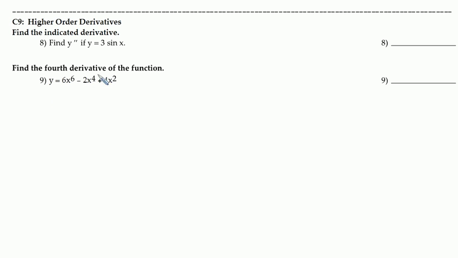Number 8 asks us to find the second derivative of y if y equals 3 sine x. So the first derivative would be, see, the derivative of sine is cosine, so that would be 3 cosine x. And the second derivative would be 3 times the derivative of cosine x, which is negative sine x. So my final answer is the second derivative of y is negative 3 sine x. Negative 3 times the negative 1 is the negative 3 times the sine x.